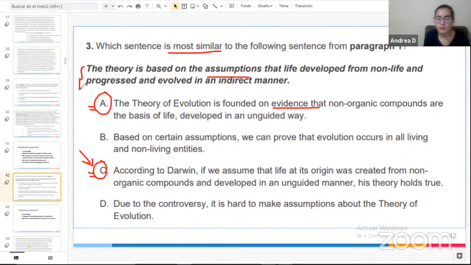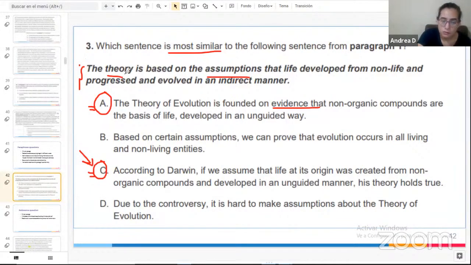Okay, the theory is based on the assumptions that life developed from all life. So the main idea, what that sentence is trying to show, is what the theory of evolution is based on. So what's the basis of the theory of evolution? If you ask that question, then this is the direct response, right? The assumptions of blah, blah, blah. So that's the main idea of that.